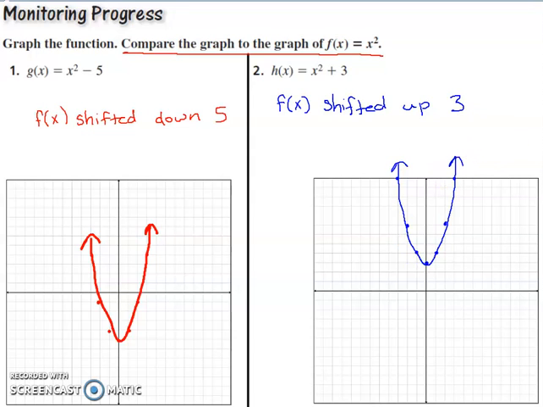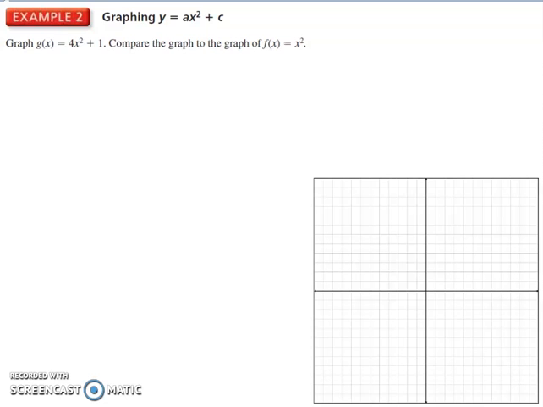Okay, so example 2. We are going to graph one more, but this one has a coefficient on x squared, and we are also adding 1. So we know that it's going to be more narrow, and we know that it's going to be shifted up 1.